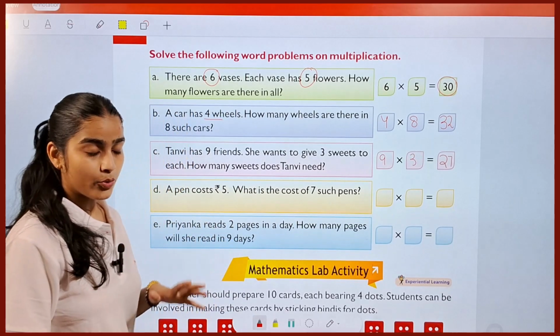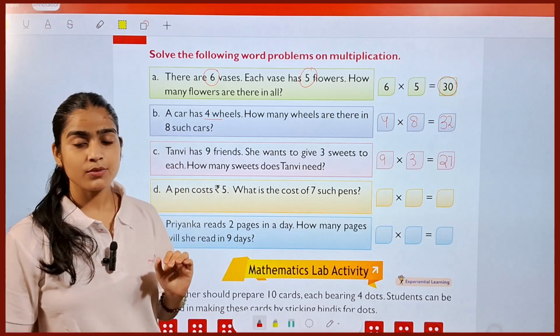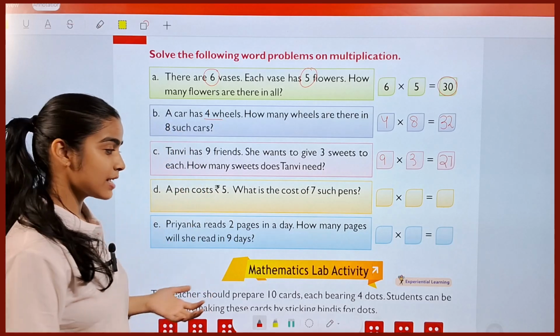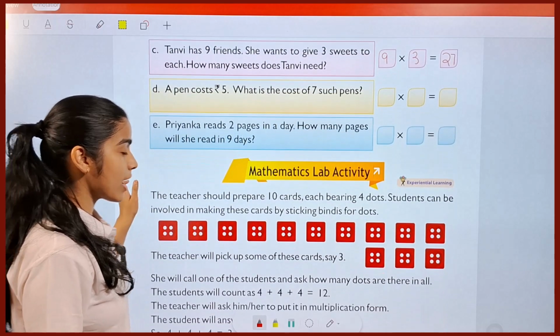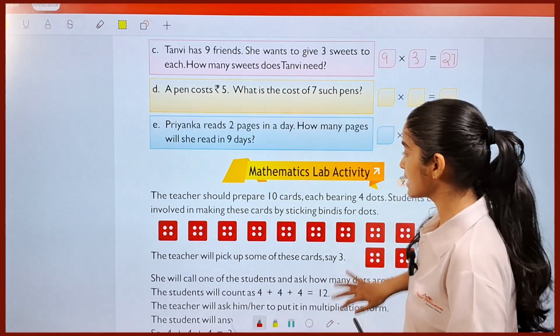So students, I hope you understood till now. So you try to solve the question with the help of my explanation in the same way as I do. Next, you have your activity which you have to perform in your mathematics lab.